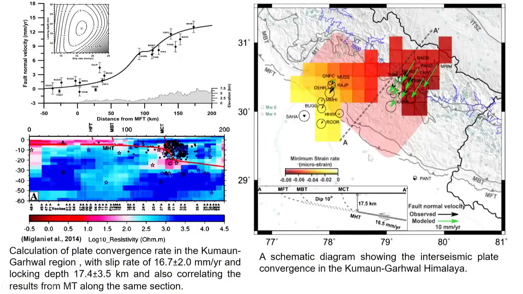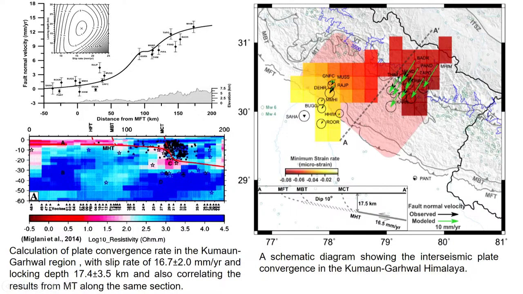After modeling, when we are going to model the data, we have to decompose it into fault normal and fault parallel. So this is the fault normal velocity. You can clearly see how this velocity is increasing in the higher Himalaya, and very little velocity in the lesser Himalaya, or outer Himalaya, and it is very much correlating with here also.